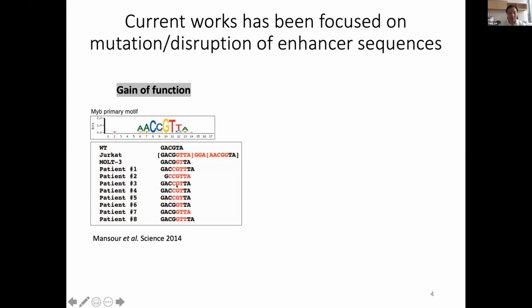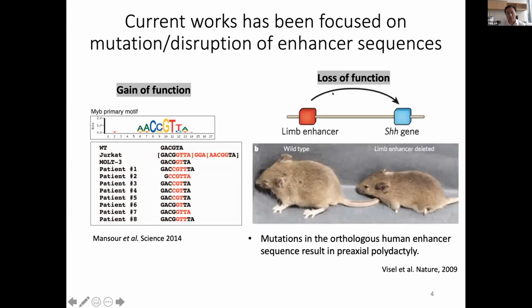They all form this consensus DNA motif that can be bound by the MYB protein. And they further showed that once MYB binds to this newly formed DNA sequence, it can upregulate the downstream TAL1 oncogene and further drive leukemogenesis. Because this is induced by the mutational insertion, we call it a gain of function mutation. Similarly, there's also a loss of function mutation. This is actually one of the most famous enhancer examples.